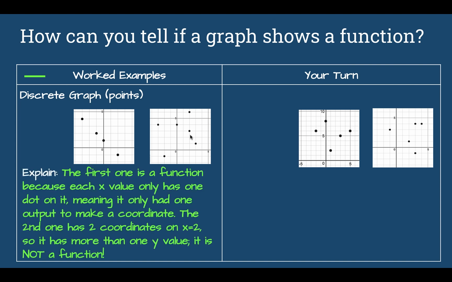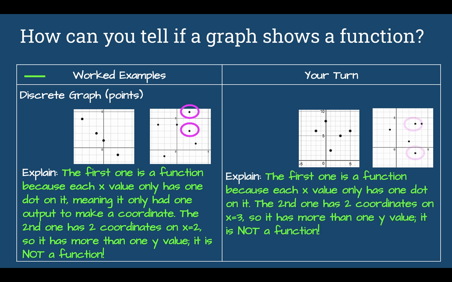Okay, so the first one's a function again because each x only has one dot, so it only had one output. On the second one, there are 2 dots on x equals 2, which means it went to more than one y value. It's not a function. Pause the video and check your 2 graphs. Are they functions or not? All right, check your answers.